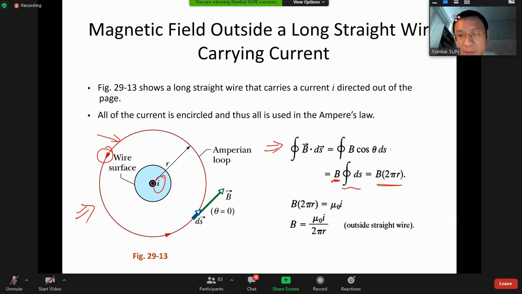On the right-hand side, this is mu naught times I. Mu naught is the permeability constant, and I is current. This is quite simple. You can get B equal to mu naught times I divided by 2 pi r. This is the expression for the magnetic field outside the straight wire. Correct? No problem?